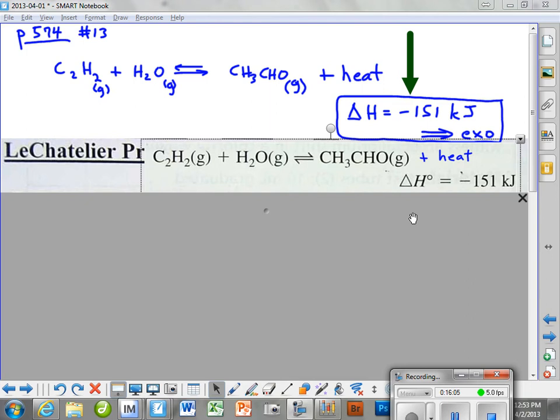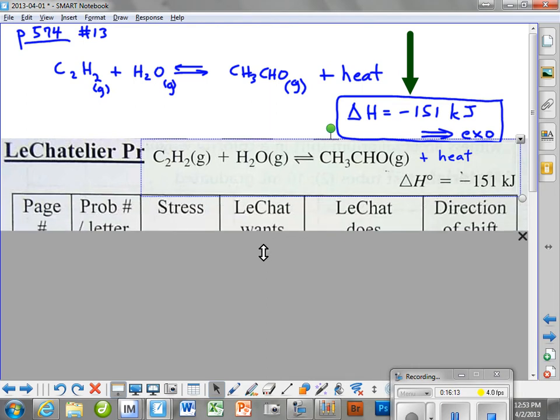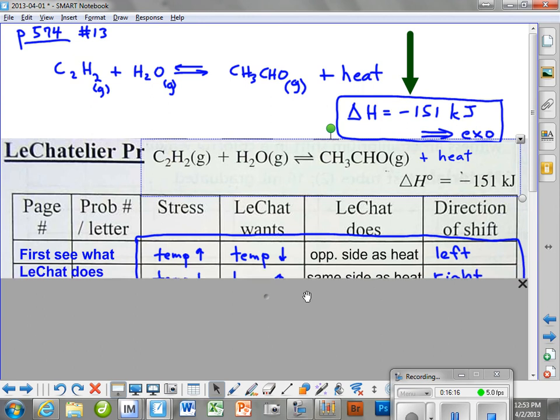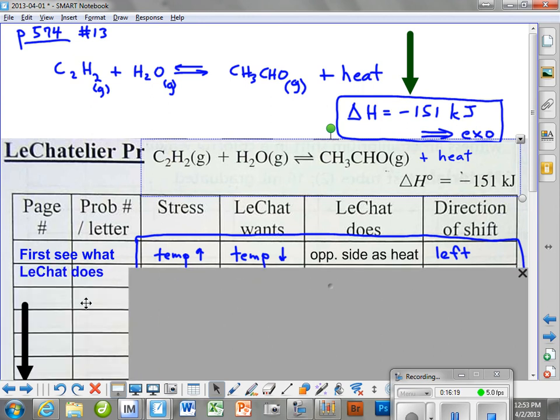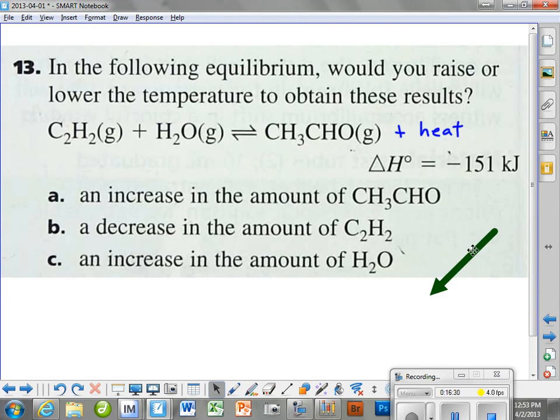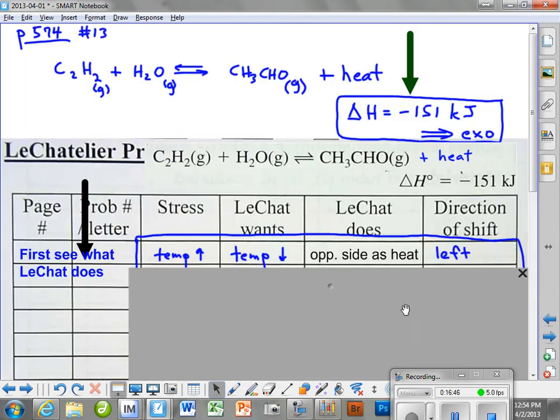Okay, now you can see the equation itself on the same page that I'm on, and why the equation came out the way it did. So we're going to, first of all, in order to solve this problem, the first thing we want to do is see what Le Chat does. Okay, why do we want to do that? In the problem it's stating, in the following equilibrium, would you raise or lower the temperature? So let's do a little investigative work and find out what Le Chat will do when we raise or lower the temperature.